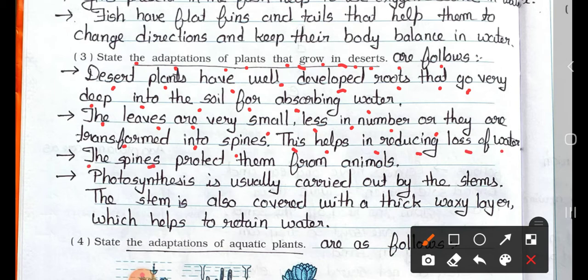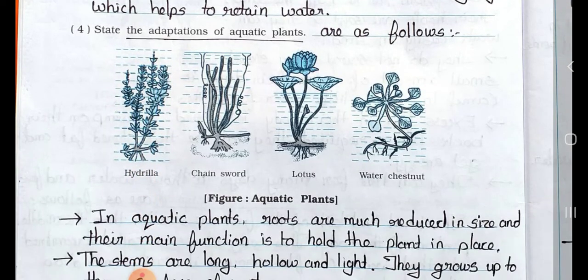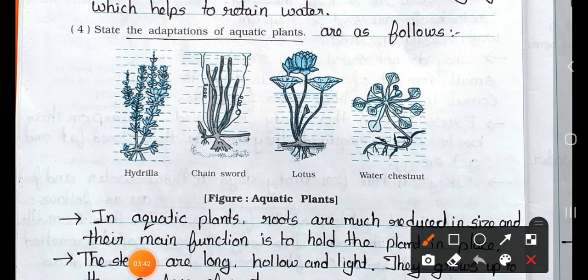The spines protect them from animals. Photosynthesis is usually carried out by the stems. The stem is also covered with a thick waxy layer which helps to retain water. See question number 4. State the adaptations of aquatic plants.